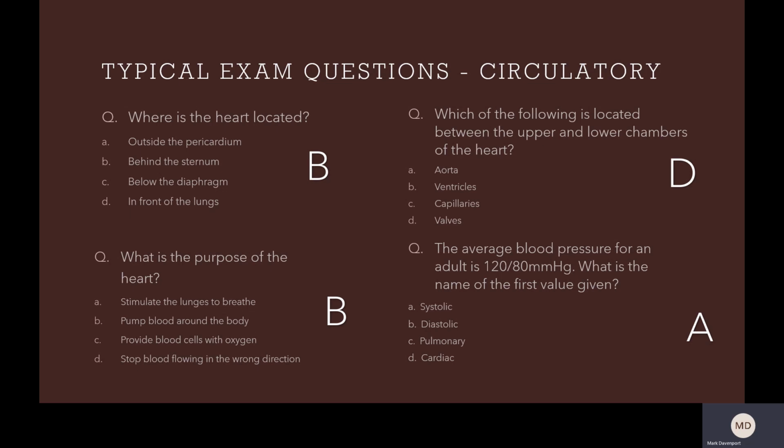So here are some typical exam questions on the circulatory system. Now, these have been in past exams. So first of all, let me bring up all 4 questions, and we'll look at the top left. So first one, where is the heart located? Is it A, outside the pericardium? Is it B, behind the sternum? Is it C, below the diaphragm? Or is it D, in front of the lungs?